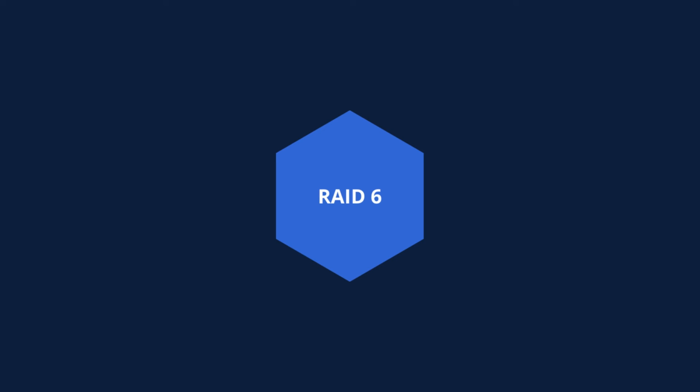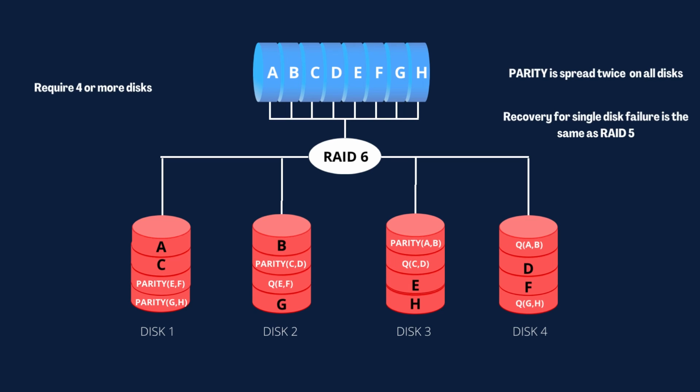The last one, RAID 6. For RAID 6, we require 4 or more disks. Parity is spread twice on all disks. The reason for this double parity is so it can handle two disk failures at the same time. When a disk failure occurs, the recovery method is the same as RAID 5.